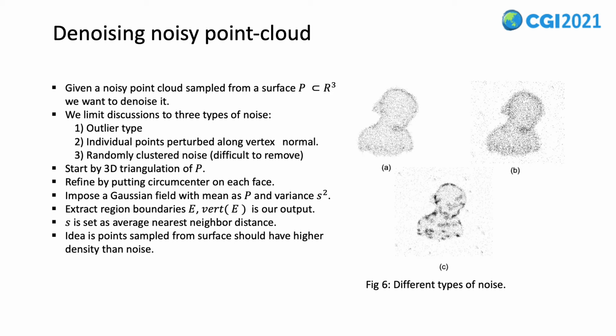We start by triangulating P, the noisy point cloud. We refine it by adding the circumcenter of each triangle. We impose a Gaussian field. We assign a mixture of Gaussians with mean at P and variance sigma squared. Sigma is set as the average nearest neighbor distance. We extract region boundaries, and the vertex set of the boundary is our output. The main idea is that points sampled from the surface should have higher density than the noise, and our region boundaries would be placed exactly at those positions.